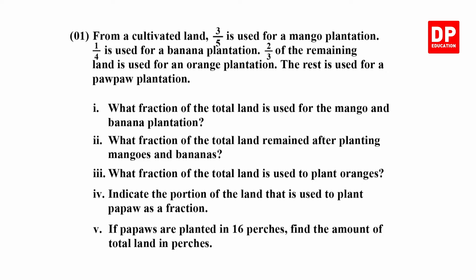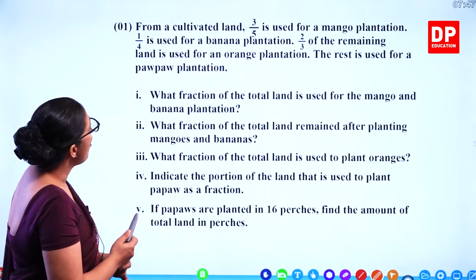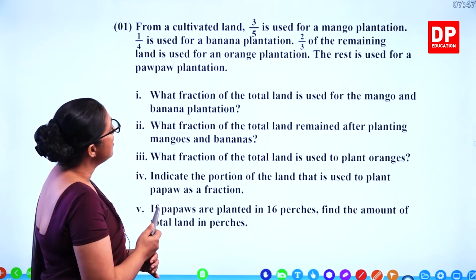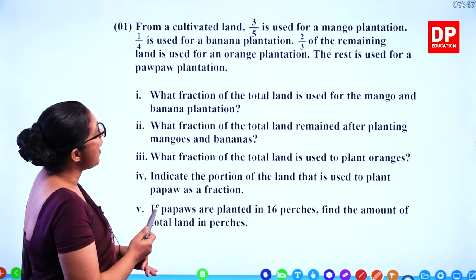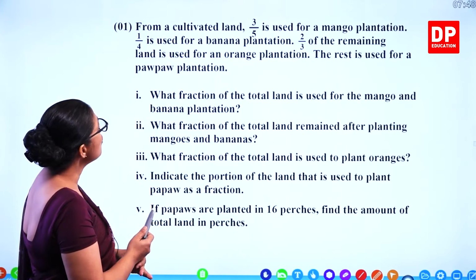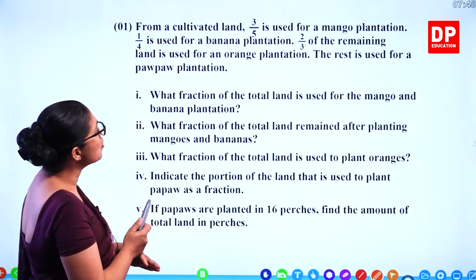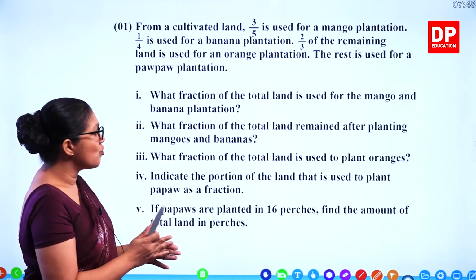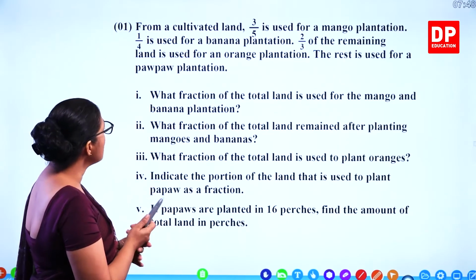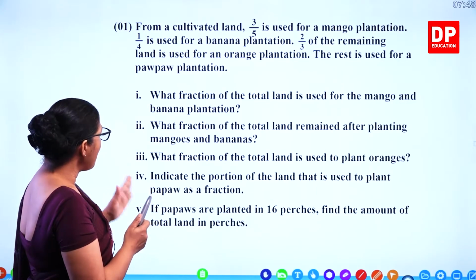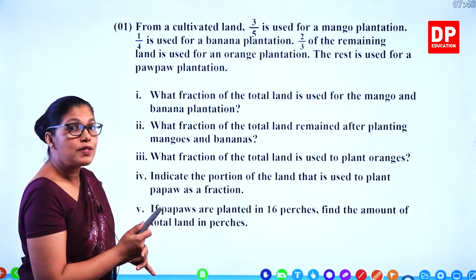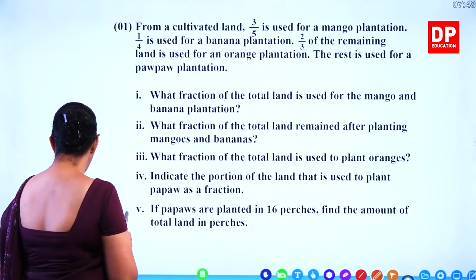Part B, question number 1. From a cultivated land, 3/5 is used for a mango plantation. 1/4 is used for a banana plantation. So this is all about fractions, so we need to know addition and subtraction. You get 5 parts and we'll do each part separately.